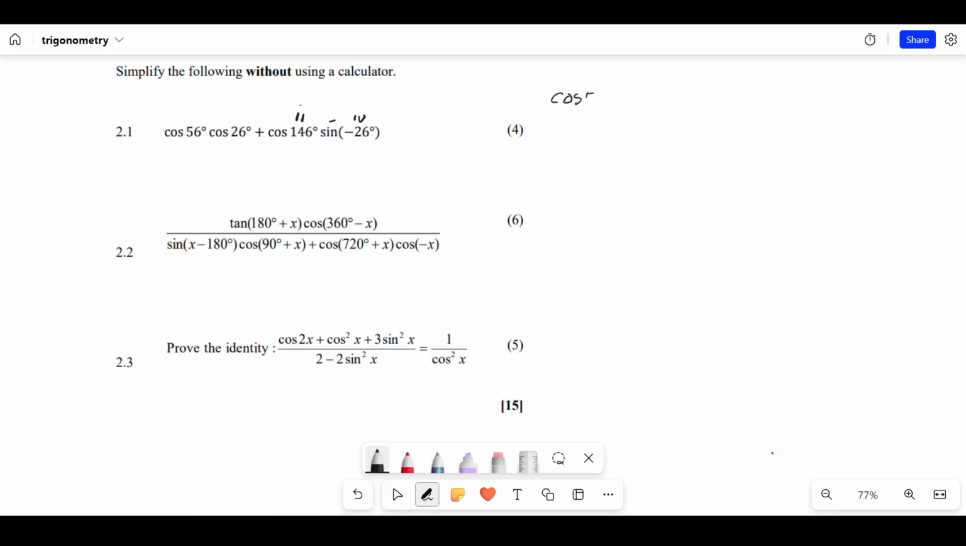Cos 56 times cos 26 degree plus, I'm going to change this to a reduction formula. Second quadrant means 180 minus 34 degrees for 146. This one you can already apply the reduction formula. This is negative sine 26 degree, already the answer. Here we don't need to change for now. You only change if it's necessary.